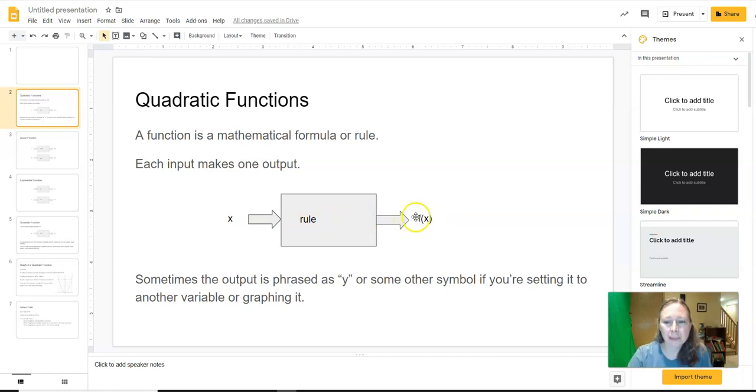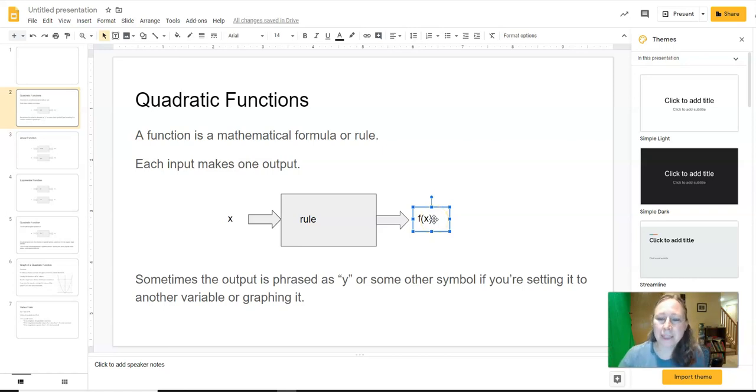So that's why sometimes we call it f of x instead of y. Sometimes we'll say y equals, and we'll say the rule, especially if we're going to graph it or if we're setting it to a value. But a lot of times we'll use the terminology f of x because this kind of refers to the rule that we're performing on x. We just happen to be graphing it sometimes.